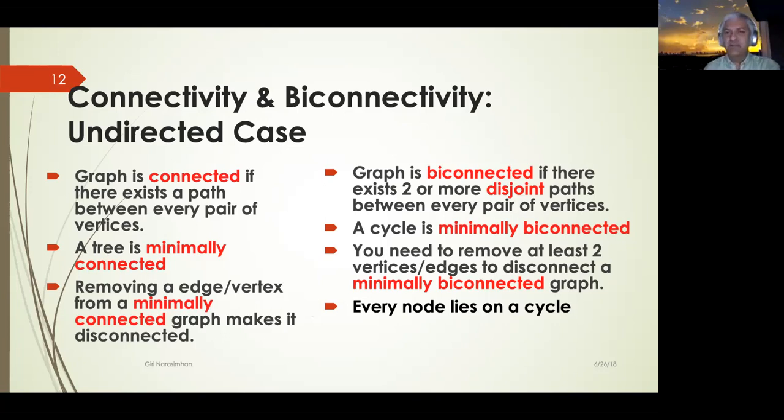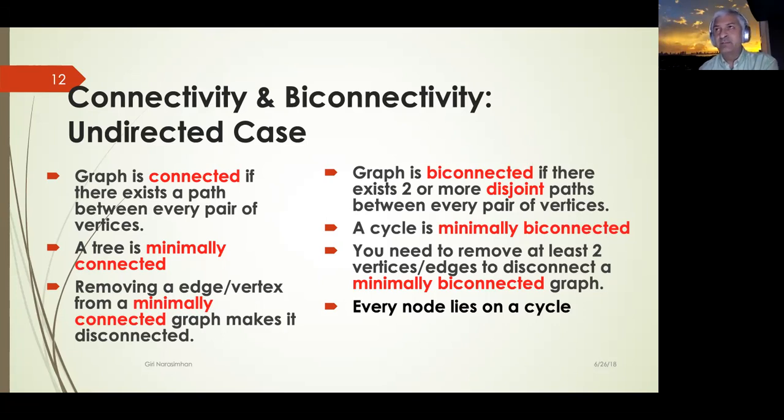If you have a simple cycle, if all the vertices simply sit on one big cycle, then this graph is already biconnected, because between every pair of vertices, it doesn't matter which two vertices you pick on the cycle, you can get from A to B using two different paths, one using the top part of the cycle and the other using the bottom part of the cycle. Does that make sense? So a cycle is a simple example of a biconnected graph.